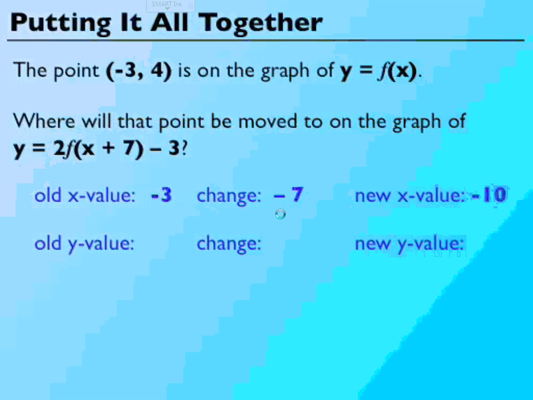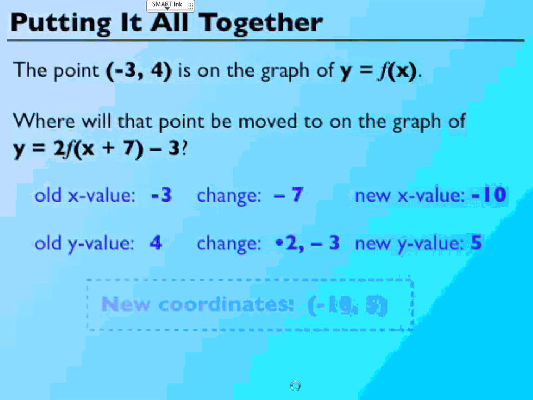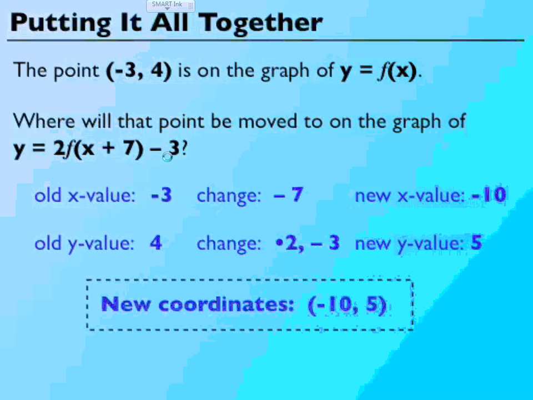Our old y value is 4. That was our starting y value. Now, which of these things change it? Both the multiplication by 2 and then the -3. So I have to apply them in the correct order, following PEMDAS, just like we did earlier. So I multiply by 2 and then subtract 3. So 4 times 2 is 8, and then -3 gives me 5, gives me my new y value. And so this point here on f of x would get shifted all the way over to -10, 5 on this new function right here.